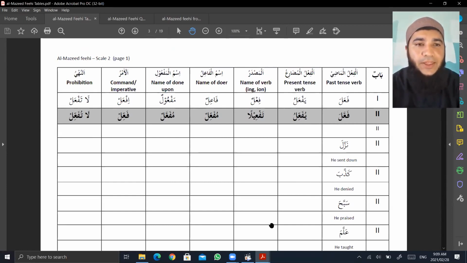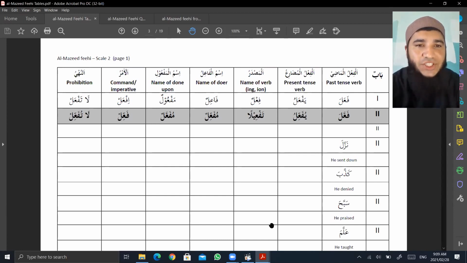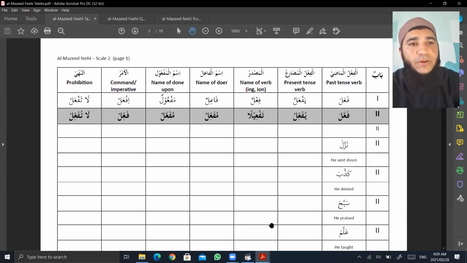And then we moved on to al-mazidu fihi. We said that al-mazidu fihi simply means the verbs with an increase in them. What does that mean? That the basic verb form doesn't just have three root letters, rather in the standard form of the verb there's an additional letter. In going through that, the first one we had was the verb form fa''ala.